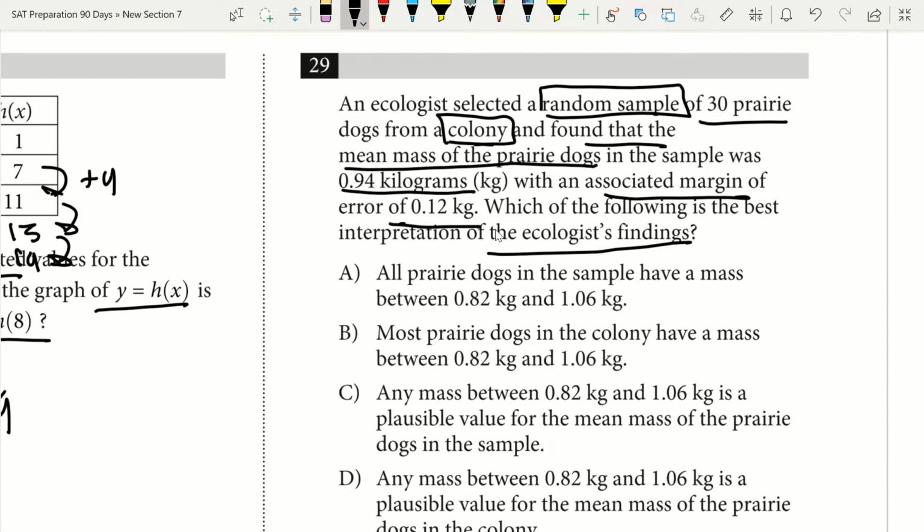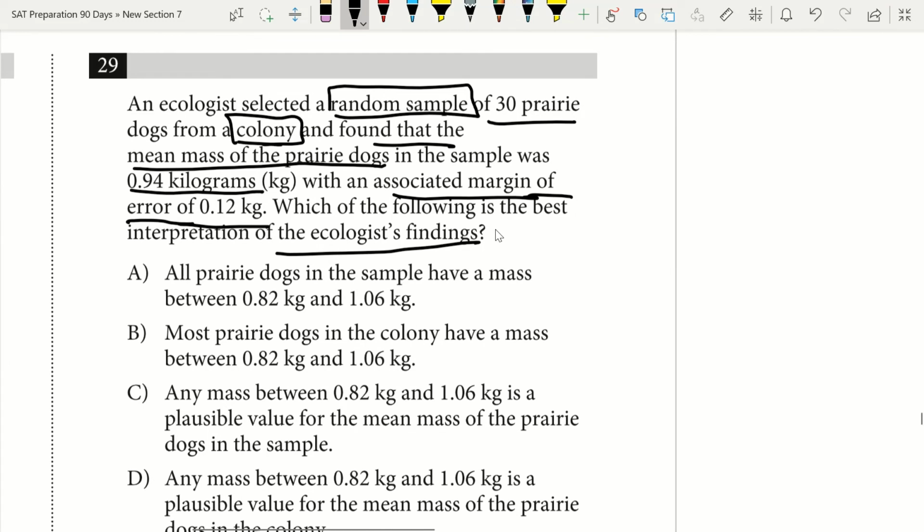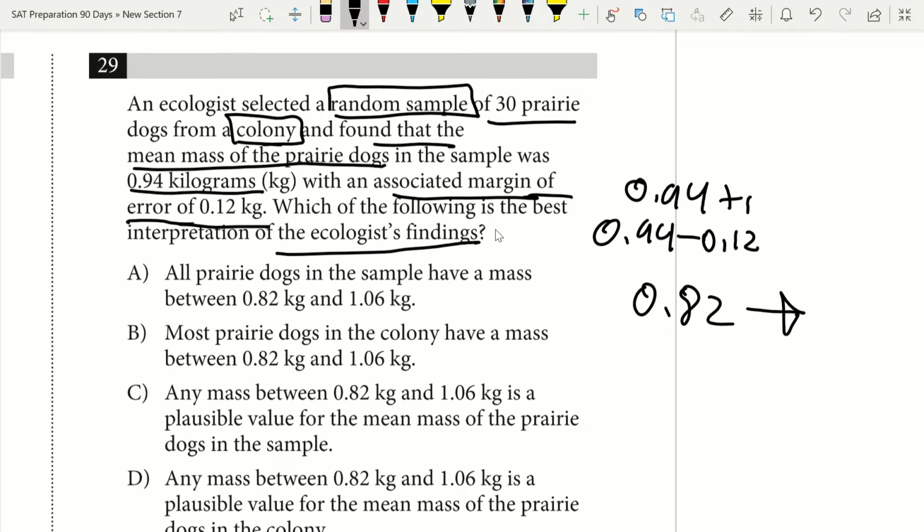As far as margin of error goes, anytime I see a margin of error question dealing with a mean, immediately what I'm thinking is that my answer will talk about how the possible values for the mean of that colony are somewhere from 0.94 minus 0.12, which gives me 0.82, all the way to 0.94 plus 0.12, because margin of error works both ways. So I have to add it to the mean and subtract it from the mean to get possible values for what my mean could be. So 0.94 plus 0.12 gives me 1.06. So I'm looking at any answer between those.